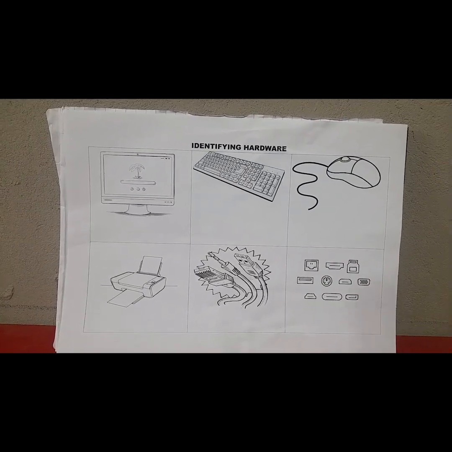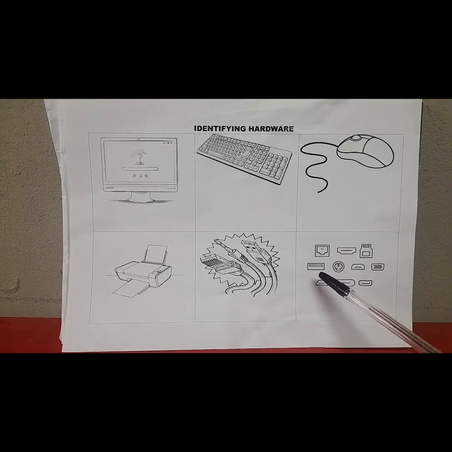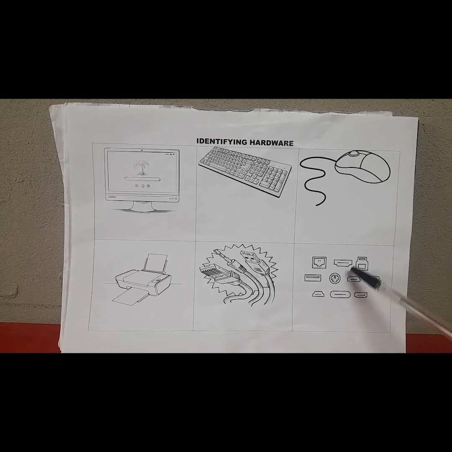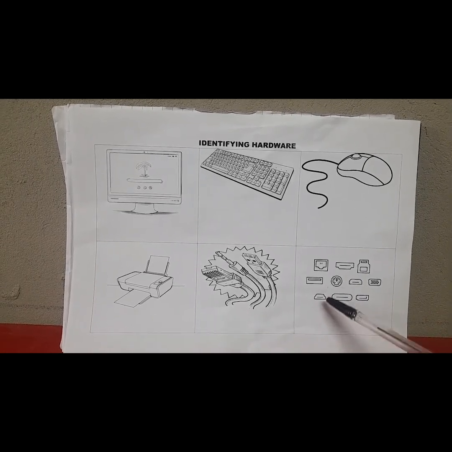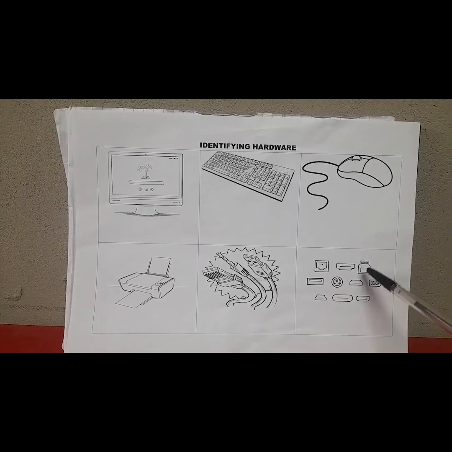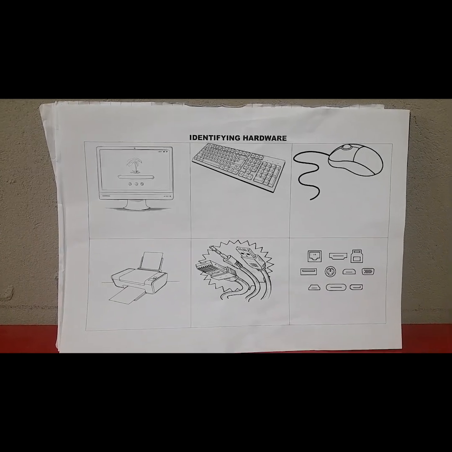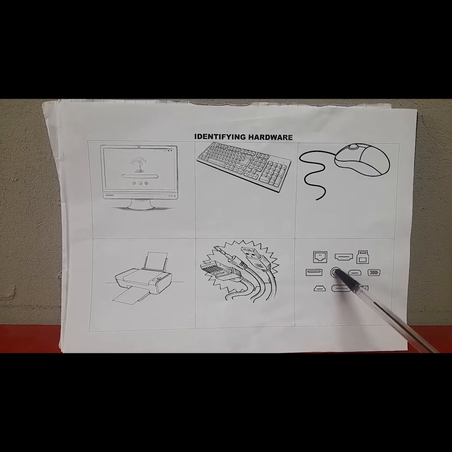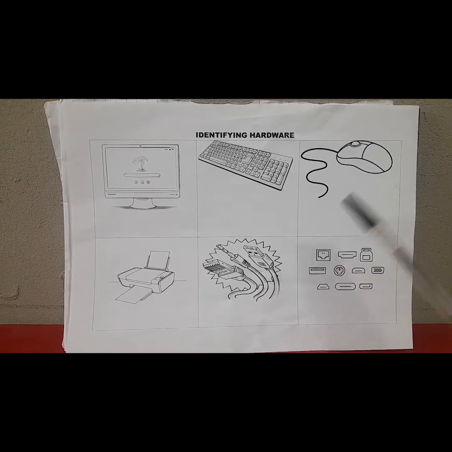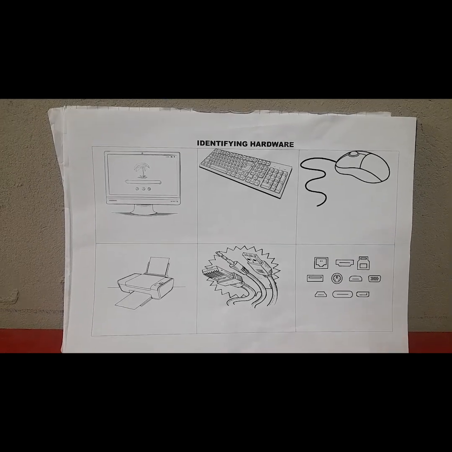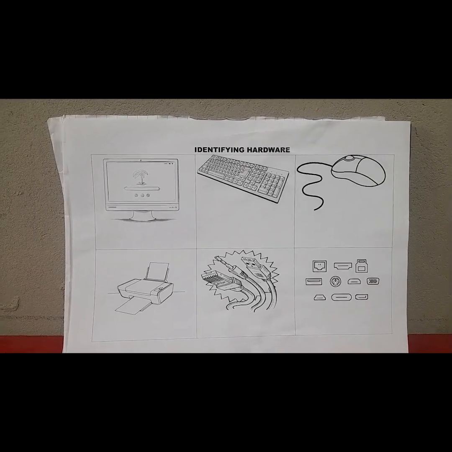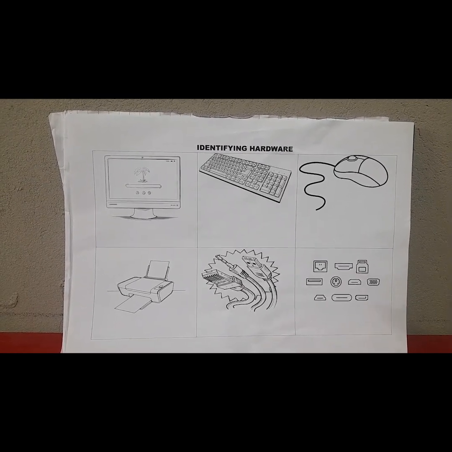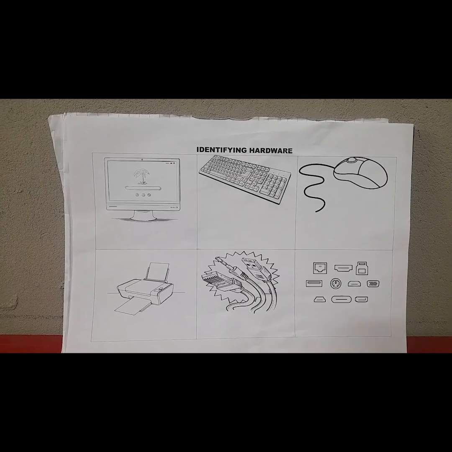USB port here. But these are all USB ports, just different kinds. This is a USB mini port, Type-C, USB micro. And the PS2 port is this one. This port connects the mouse and the keyboard to the computer. The mouse port is green, the keyboard port is purple, at the back of the system unit.